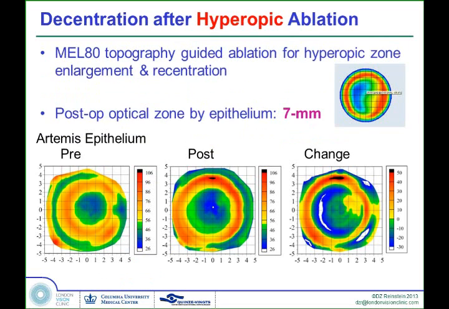And we used topography-guided ablation to enlarge the zone and recenter. And this is the post-epithelial map after the surgery and the change. And you can see the thickening of the epithelium coincident with where we did most of the ablation here. So we successfully expanded the zone to 7 mm.